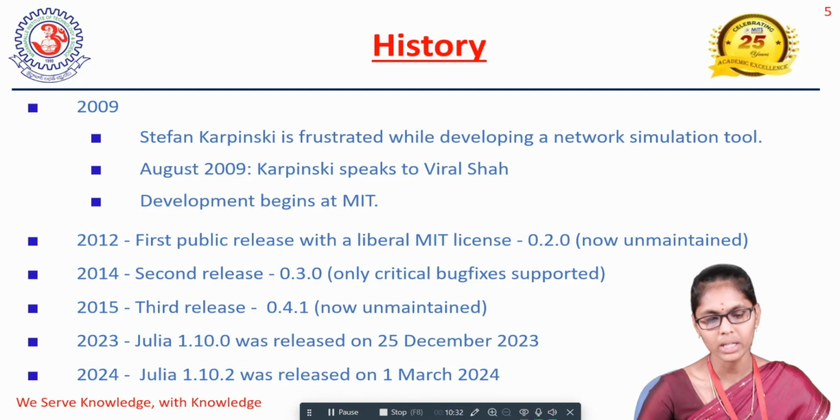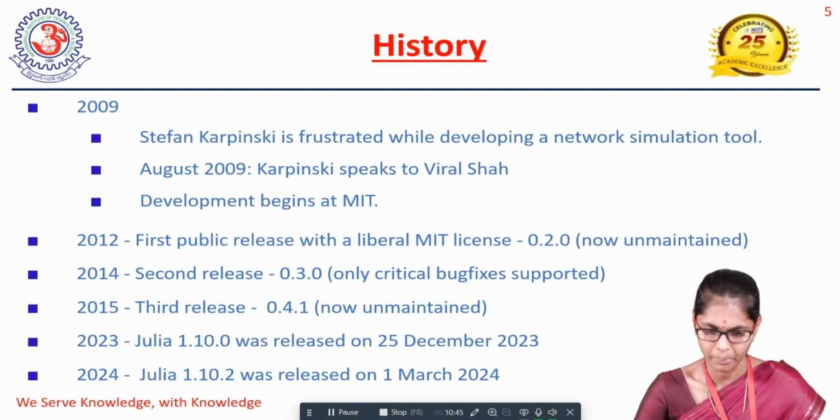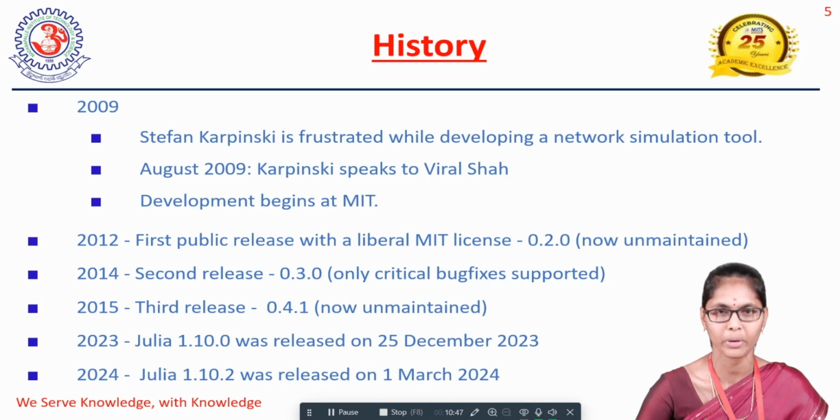And in 2014, the second version was released. You see the difference between 2012 and 2014, a 2-year difference, because the language started slowly coming into the market. The second release was 0.3.0, and in 2015, the third release was 0.4.1. But those earlier versions are not maintained now, because we know that if the 10th version comes, they will maintain only up to 8 or 7. The remaining ones will not support the advanced syntaxes. That's the problem. And Julia 1.10.0 was released on December 25th, 2023.